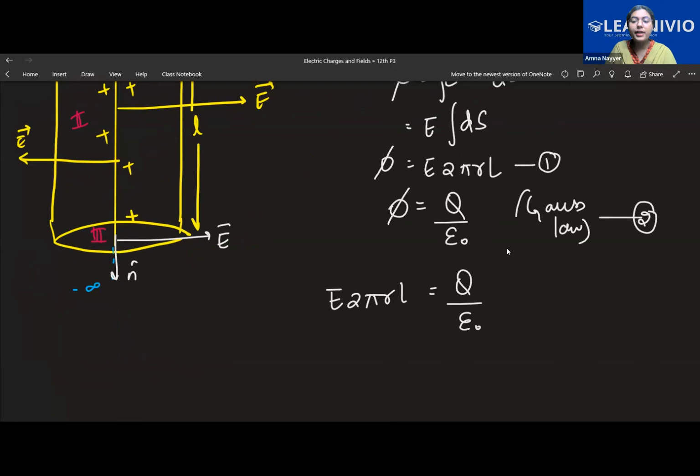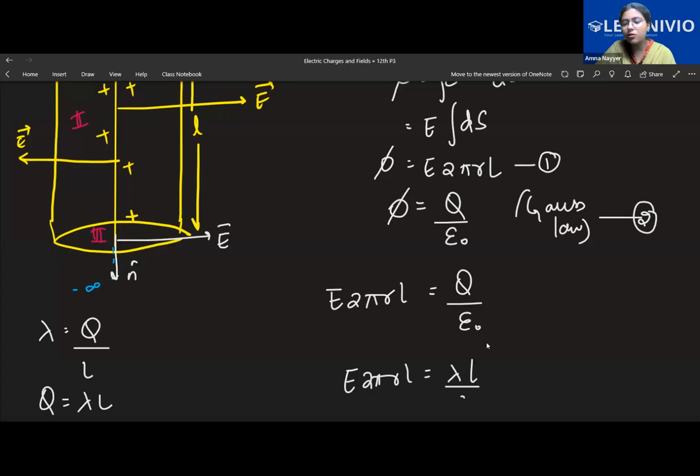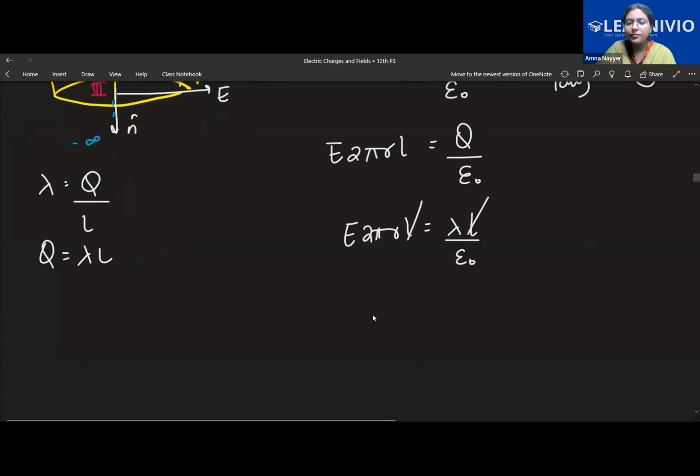Now, it's a straight wire, so the linear charge density is preferable here. Linear charge density will be charge per unit length. So from here we can say charge is equal to lambda into L. So let's put it: E into 2 pi RL is lambda into L by epsilon naught. So length gets cancelled. See what's the value of electric field: E is coming lambda by 2 pi epsilon naught r.